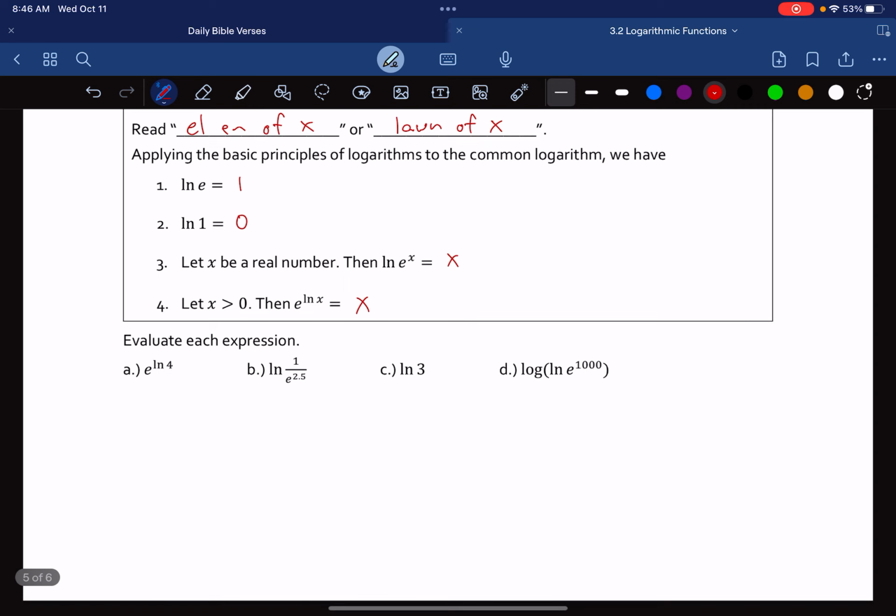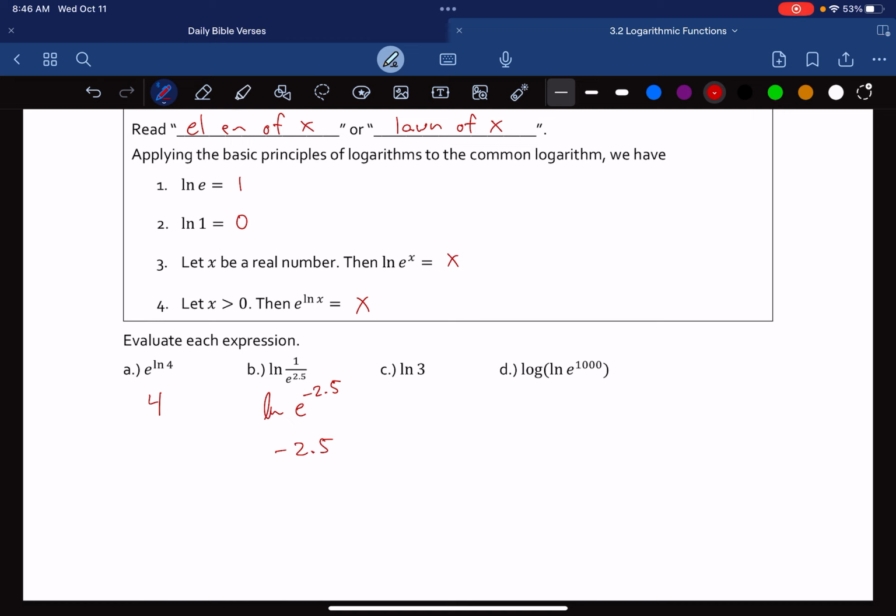All right, so let's try these last few. Evaluate each expression. We have e to the natural log of 4. Again, you have a base e for the exponential and a base e for the logarithm, so they cancel and just give us 4. Here we have natural log of e to the 2.5 in the denominator, which we can write as natural log of e to the negative 2.5 to get the reciprocal. At that point, it's just natural log of e. They cancel, and that's negative 2.5.